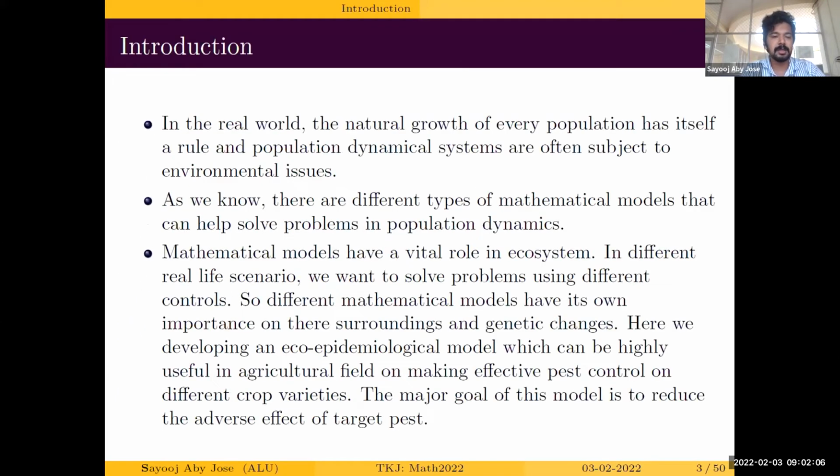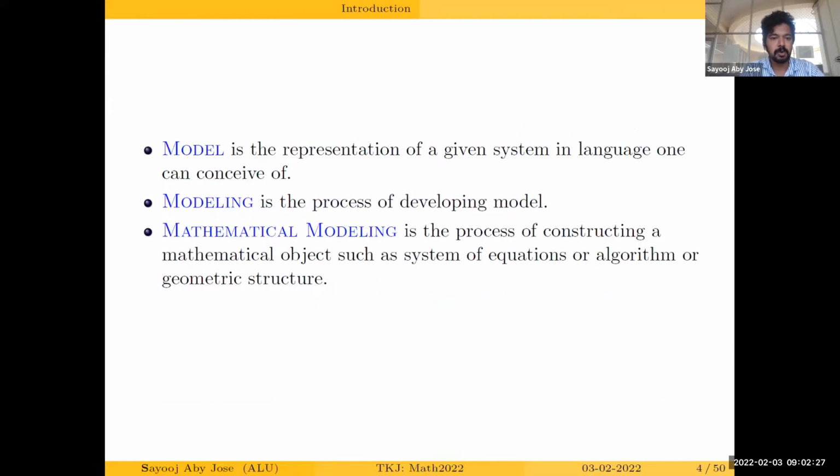As we know, mathematical models have plenty of applications to real world problems, and population dynamic systems are often subject to environmental issues. So mathematical models can help to solve real life problems. Here I am discussing eco-epidemiological models, which are a combination of ecology and epidemiology. Before starting the main topic, a brief intro about modeling and mathematical models.